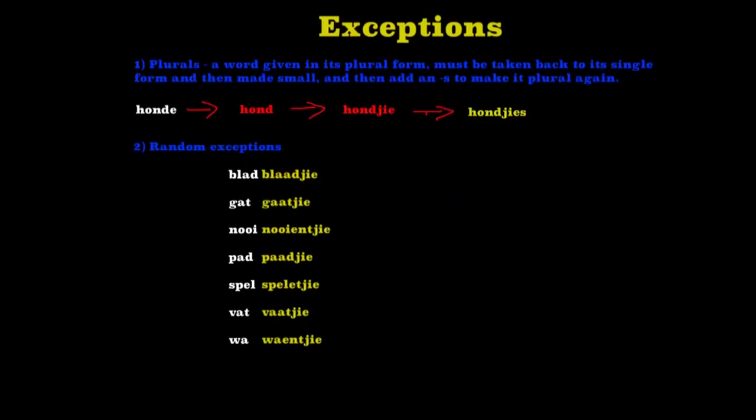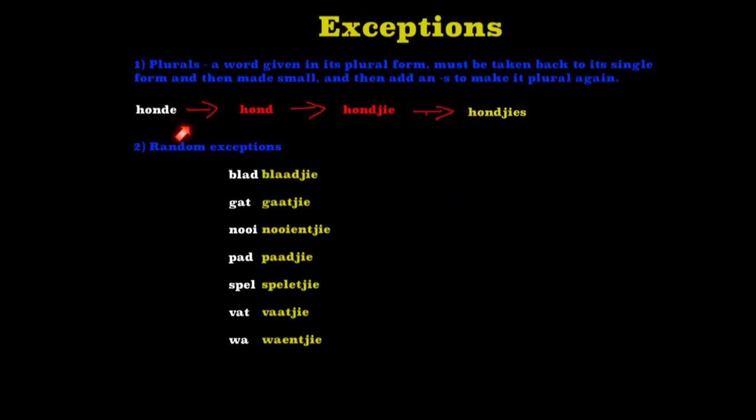So how do we do this? Say for example you're given honde. You know that hond is the singular. So you take it back to its singular. Once you've got it to its singular, you know that because it ends in a D you add JIE. So you make it hondjie. But that's just one hondjie. You need many hondjies. So you add an S following the Meervoud rules of a word that ends in IE, making it hondjies, in the same way that you would make meisie, meisies, if you were just asked to make it Meervoud. So honde, when it's made small, becomes hondjies.